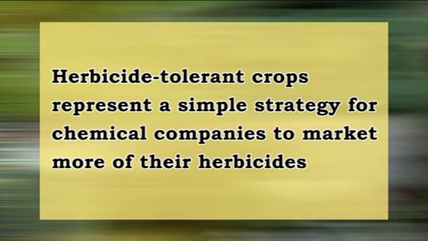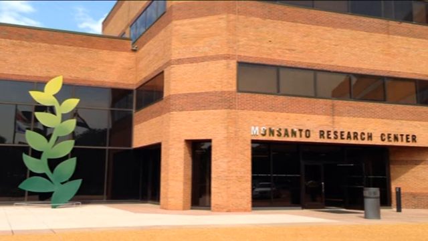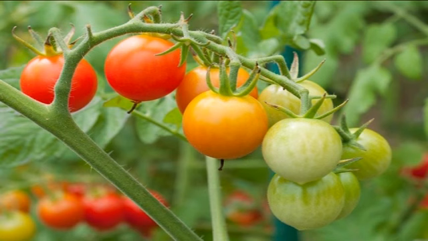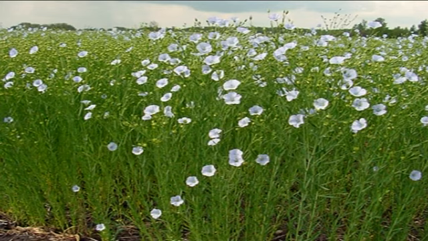Currently, a crop's sensitivity to a weed killer limits the amount of herbicide growers can apply. With herbicide tolerant crops, farmers can be persuaded to use more of a particular herbicide to kill weeds without damaging their crop. Herbicide tolerant crops represent a simple strategy for chemical companies to market more of their herbicides. All eight major transnational pesticide companies are currently funding research to develop a variety of crops that tolerate their herbicides. Monsanto, for example, has already field tested genetically engineered glyphosate tolerant tomato, cotton, soybean, flax and canola.